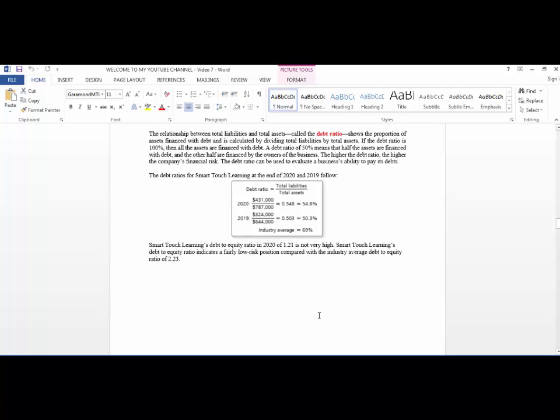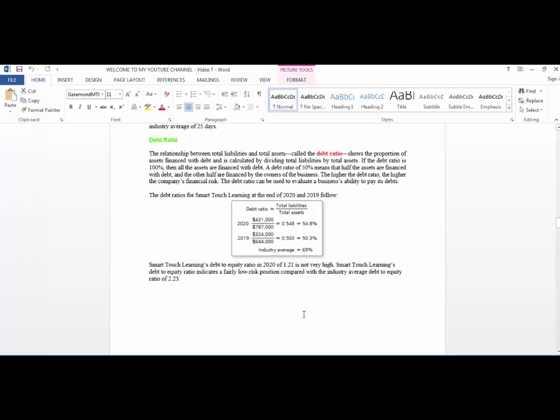What it indicates is that if the debt ratio is high, the company has a financial risk. If the company has a lower debt ratio, it can pay its debts very easily and is not at financial risk. Comparing here, the industry average in this sector is 69%, so the company is slightly better than the industry average.